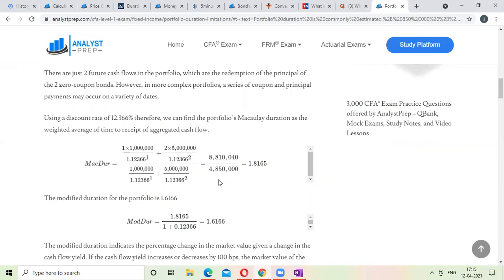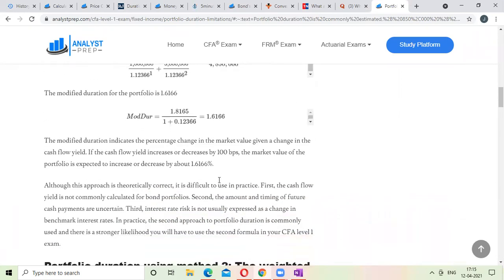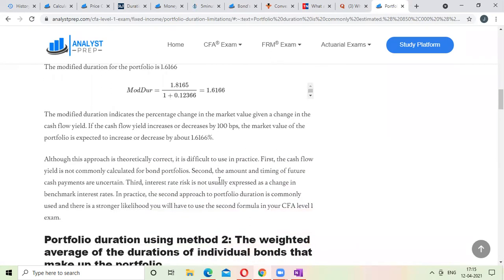So now here we got the macular duration. Modified duration is nothing but macular duration divided by 1 plus yield to maturity. You get the modified duration. And you know what does it say? If there is a 100 basis point change, that is 1% change in yield to maturity, it will tell you how much your bond is going to increase or decrease by this much percent.